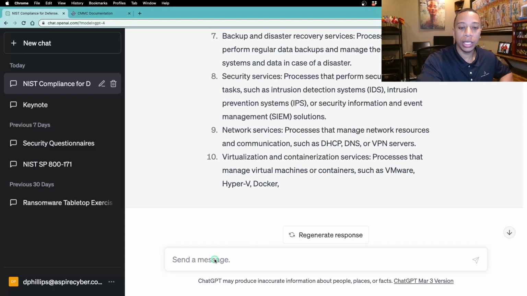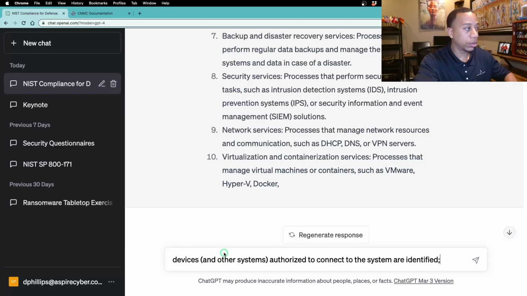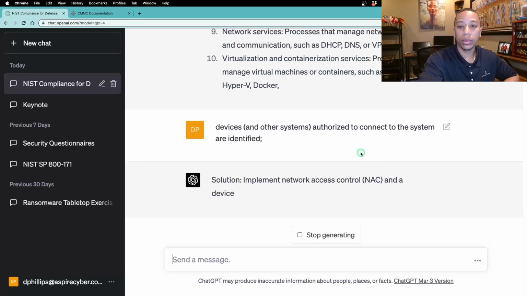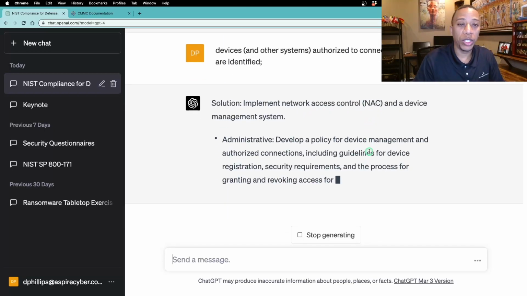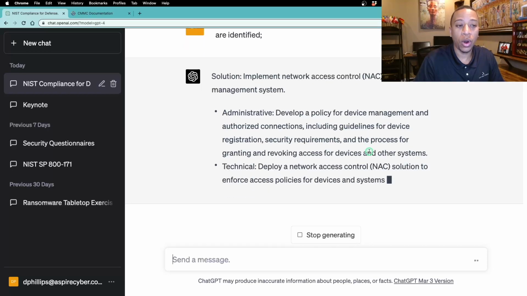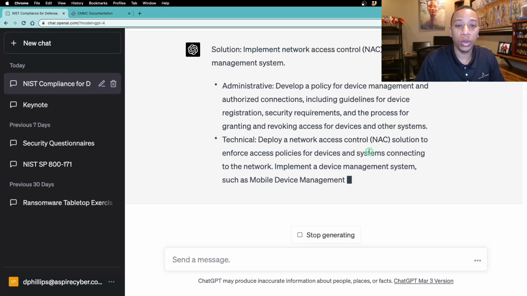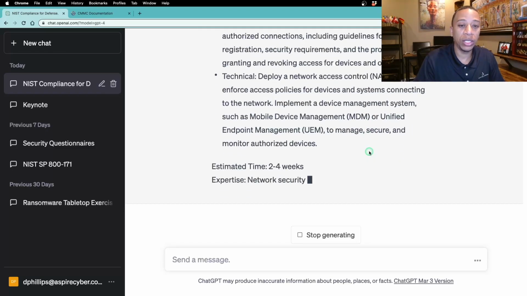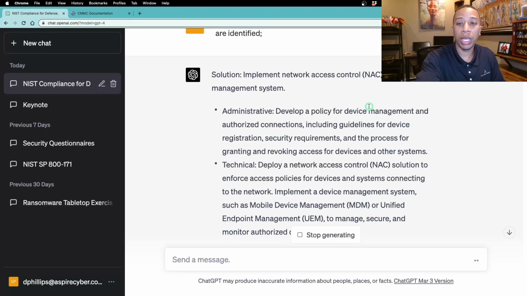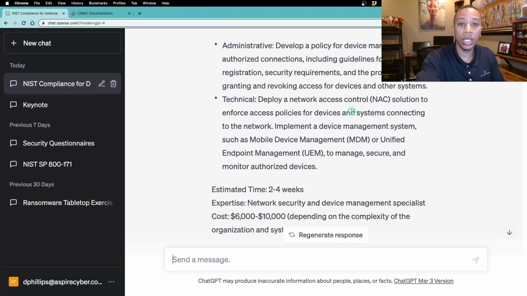Moving on to the next assessment objective. So now I want to ensure that devices and other systems authorized to connect to the system are identified. So we'll have that network access control system to make sure that rogue devices can't access our network, that they'll need to authenticate first. So in your organization, if someone brings in their personal laptop or network device and tries to connect to your corporate network, you should have some type of network access control system in place to prevent that and prompt them for authentication so you can track any devices that are on your network.